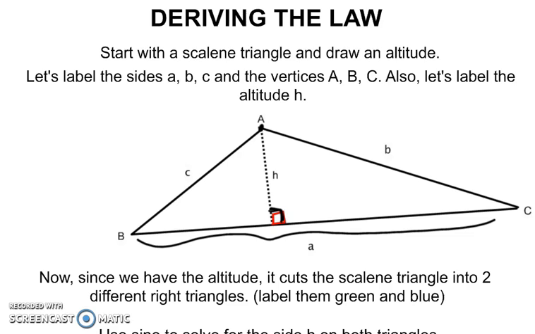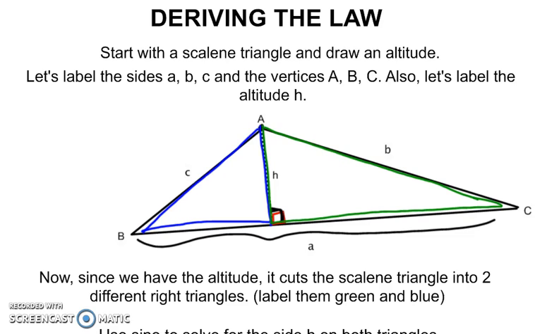Even though this is a non-right triangle, a scalene triangle, I can still look at it as two separate right triangles. I'm going to highlight this one in blue, that's one right triangle, and then a different right triangle over here that I'm highlighting in green. If I look at the green side, since that's a right triangle, I can use that sine is a ratio of opposite to hypotenuse, the ratios of sides that we learned in the last unit.